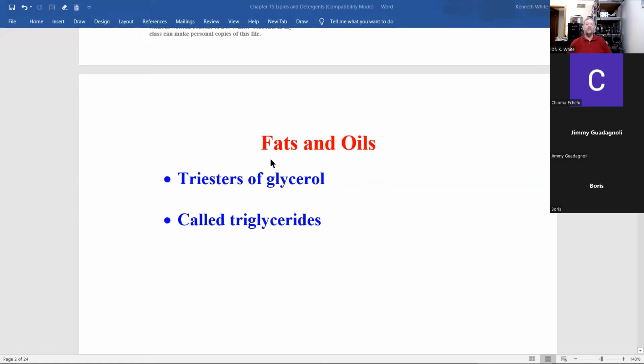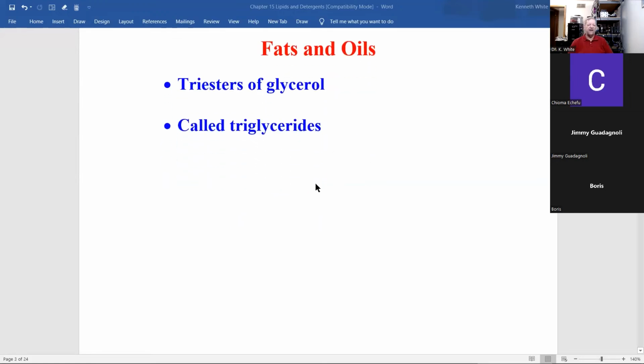And these are the other way of knowing it, fats and oils. Now, what's the structure of a triglyceride?